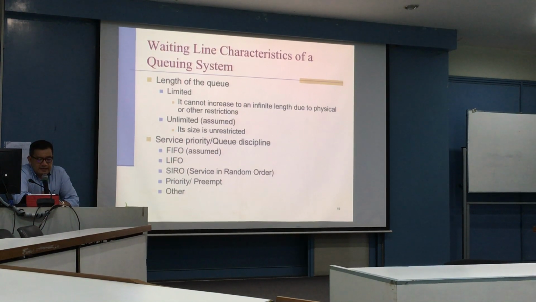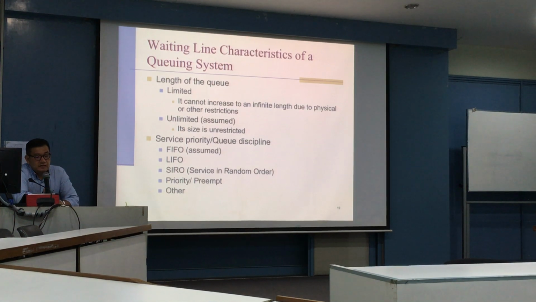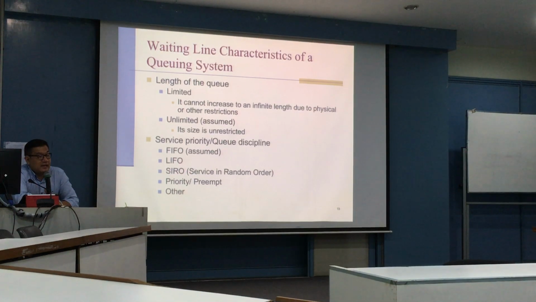The first one that you need to understand is about the length of the queue. We have two types of length of queue, limited and unlimited. And once again, in all the models that we will study, we assume that the length of the queue is unlimited, or we have no limit on how long it's going to take for that queue. So the queue can be 10 kilometers long, that's fine. We have no limit on how long the queue into that system can be.